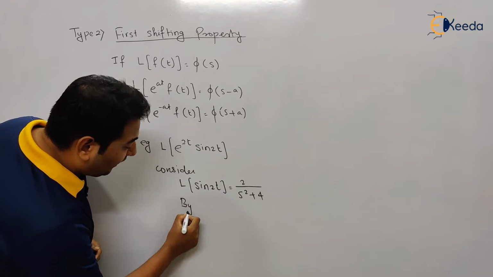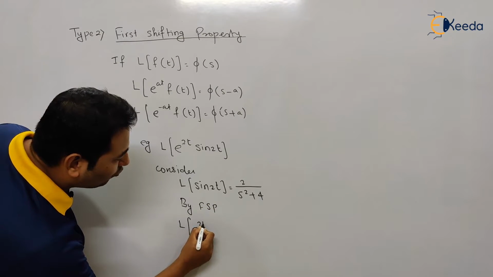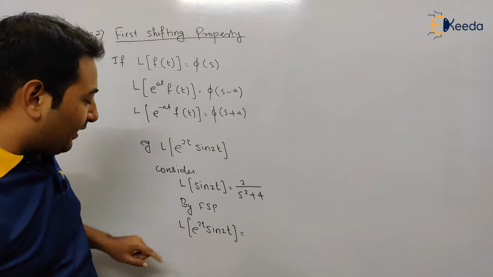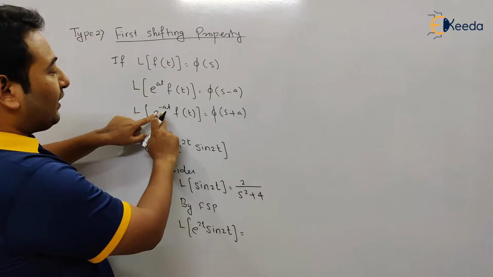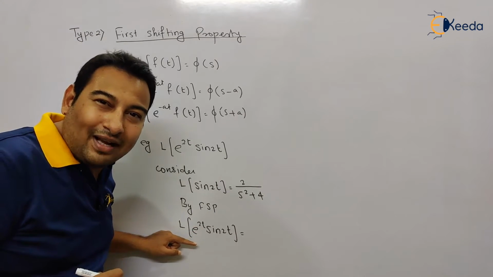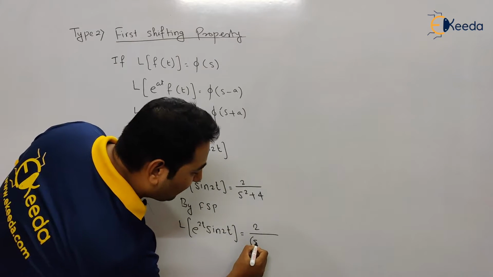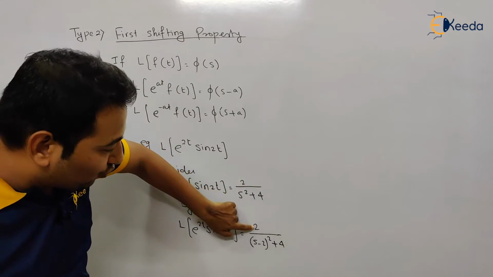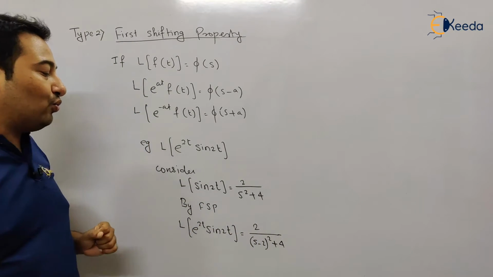Next, by FSP. The first shifting property is called FSP. Laplace of e raised to 2t into sine 2t is what? This s will be shifted due to this e raised to 2t. See here, if it is e raised to at, s will become s minus a. If it is minus a, it will become plus a. So here we have plus 2, therefore s will become s minus 2. That means this will be 2 upon, s will become s minus 2, the whole square, plus 4. The rest of the terms will remain as they are. See, this 2 will remain as it is, this 4 will remain as it is, only s will be shifted. So this s will become s minus 2, the whole square.